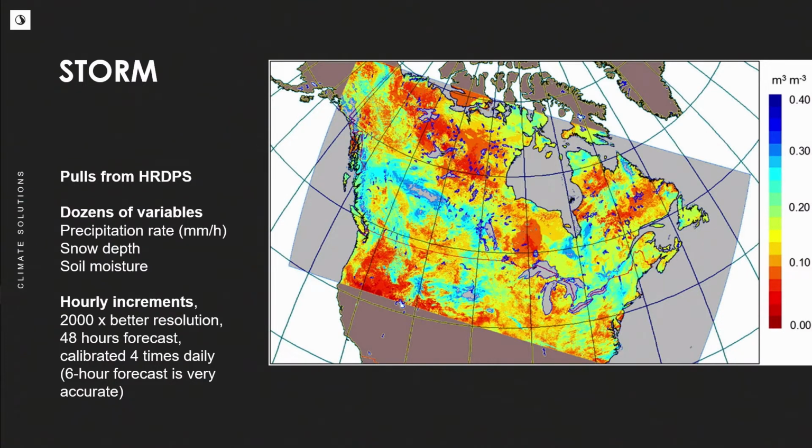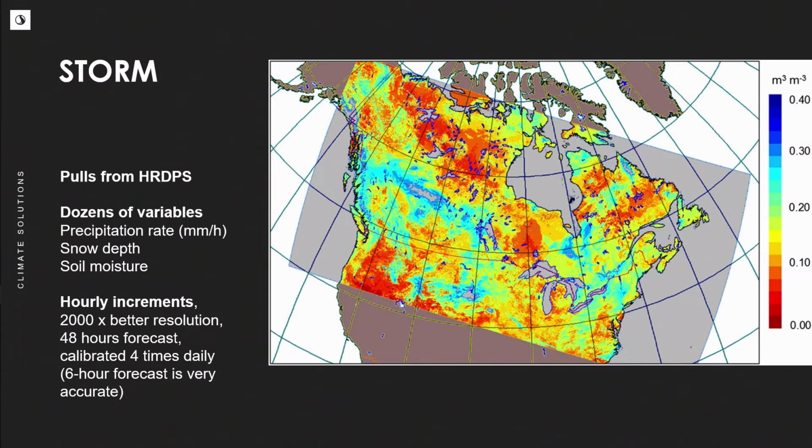That's the High Resolution Deterministic Predictive System. It's available to all of us from Environment Canada. We have similar solutions in other countries. And we can pull dozens of variables: ground moisture, rainfall, wind speed, temperature. And we can actually watch it as it moves across the continent. And so that enables us not only to know what's happening right now, but to know what's going to happen in a few hours, maybe a couple of days out.